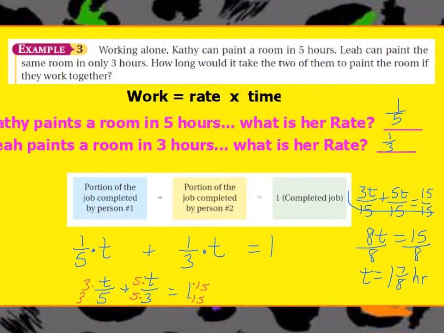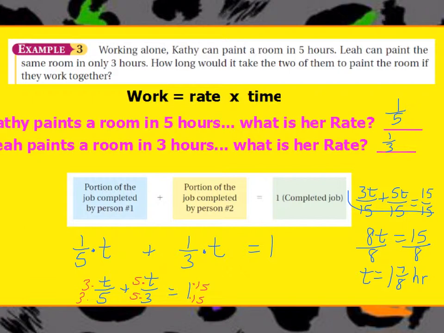Okay, so let's talk real quick about what your guess was. The one thing that I want to draw your attention to is if you had maybe added the 3 and 5 and picked 8 hours. Maybe you added them and divided by 2 because there's 2 people, and then you had 4 hours. Neither one of those answers really makes sense, because here's the deal.